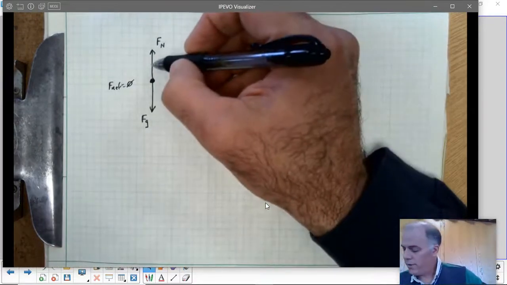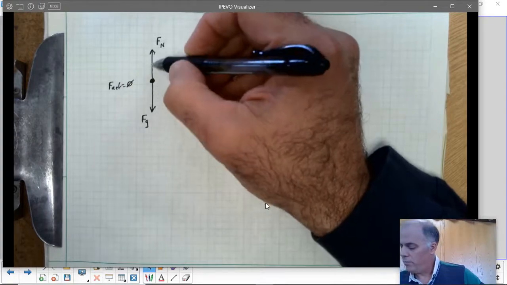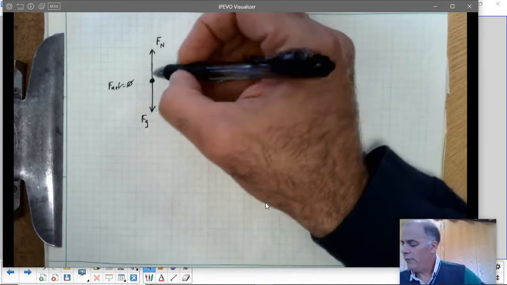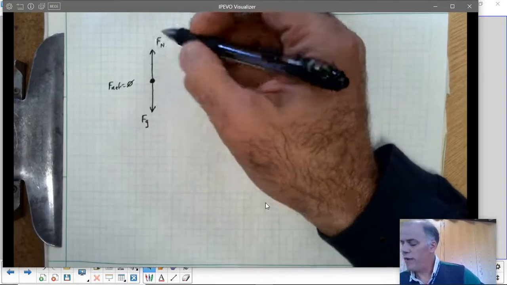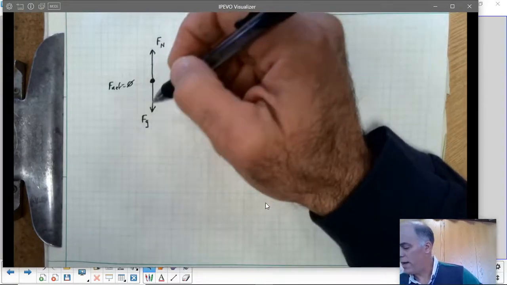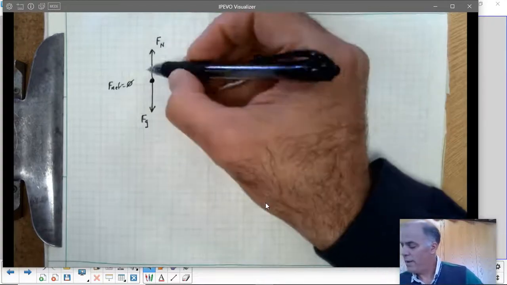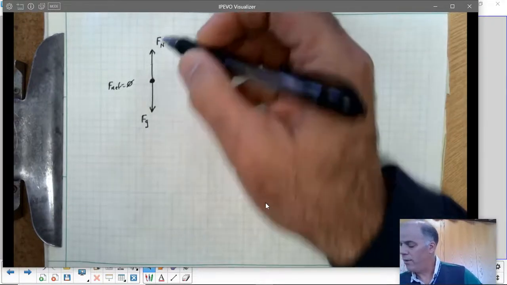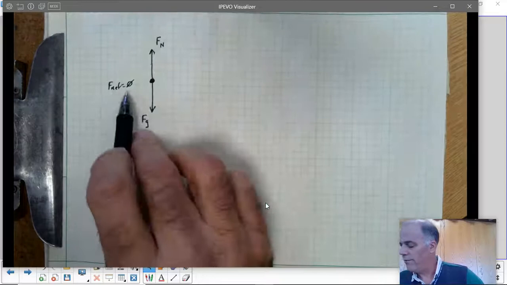So the length of the forces have to be accurate relative to each other. If one of these forces is stronger than the other, then you have to make it clear that one of the vectors is longer than the other, so if there's some net force acting. Now, in this case, the forces balance out. The net force is 0, so we write F net equals 0.